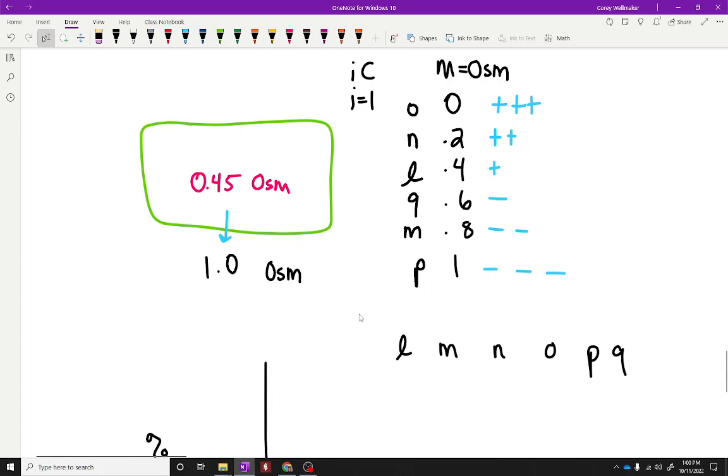And what I can do is I can say, okay, in solution O, I gain the most amount of water, and then I gain the second most amount of water in solution N, and then I gained a little bit of water in solution L. I lost some water in Q. I lost a little bit more water in M, and I lost the most amount of water in P.